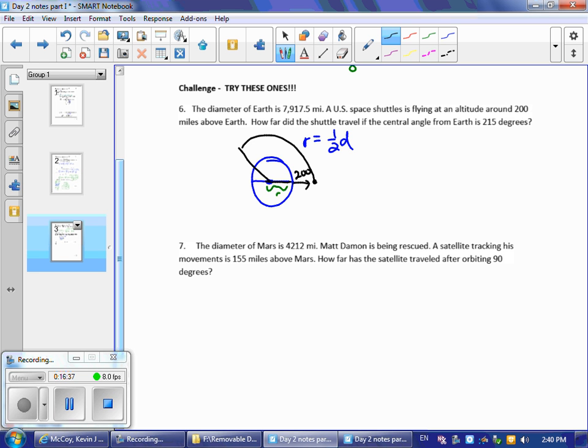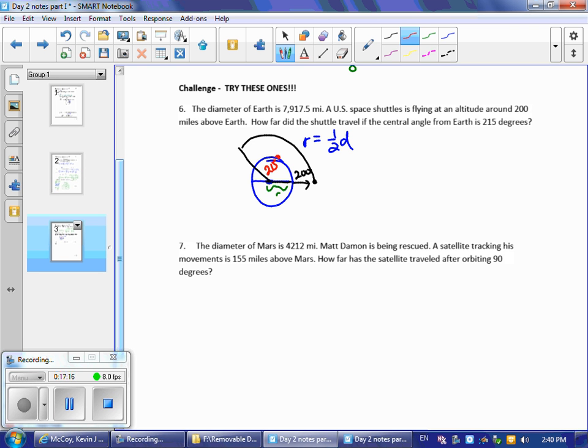So it's still the same exact idea. You're going to know that this is 215 degrees, which means you're going to have to change it into radians. So you'll have to do that first. Once you have that, you'll have the central angle. You already have the radius because you're going to divide 7,917.5 by 2 and get the radius. Then you plug it in to get the arc length, which will give you the distance that this thing traveled around the Earth. So that's the general idea behind this challenge problem. And number 7 is relatively similar to that. So go ahead and try those two on your own.